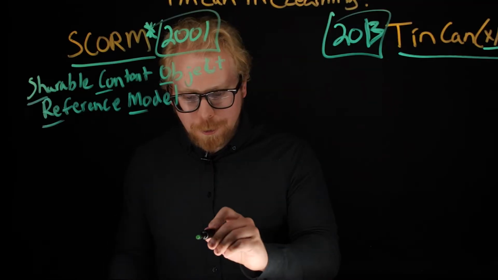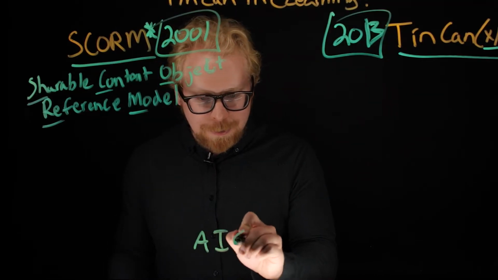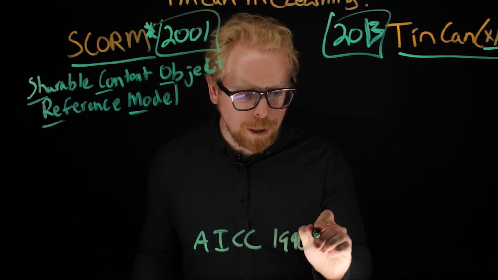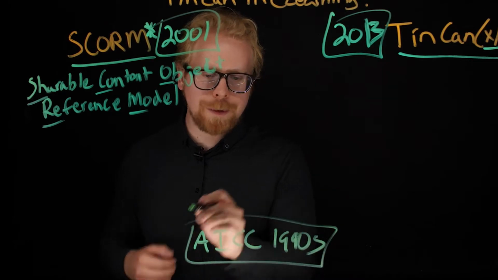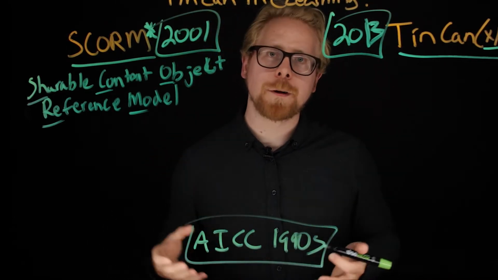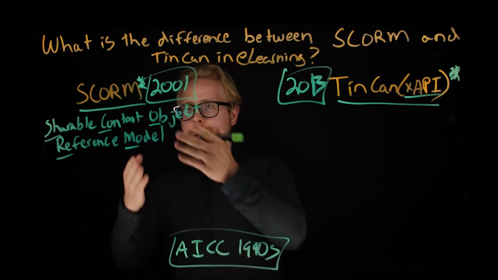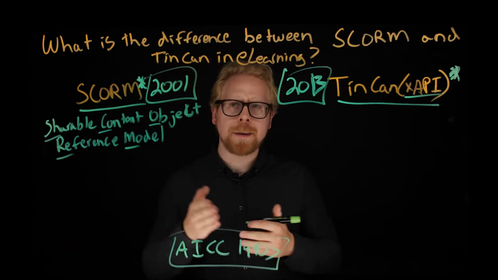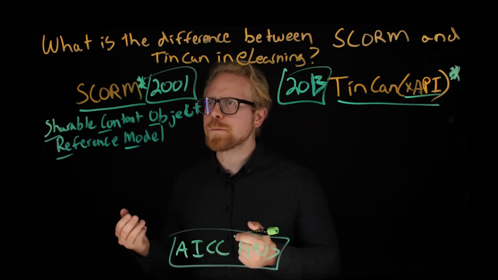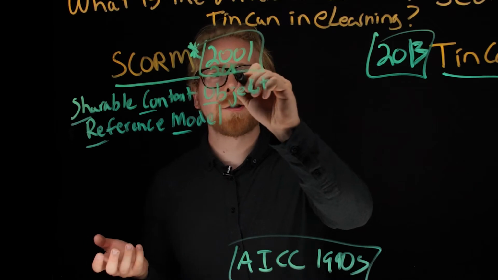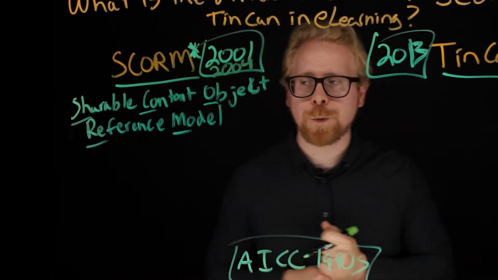That's what its precursor, AICC, which came out in the early 90s, was. This was really the first set of standards and specifications when it came to e-learning. SCORM replaced it in 2001. SCORM is on, I think, its 4th iteration since 2001, but the most recent iteration came out in 2004. So still extremely antiquated.